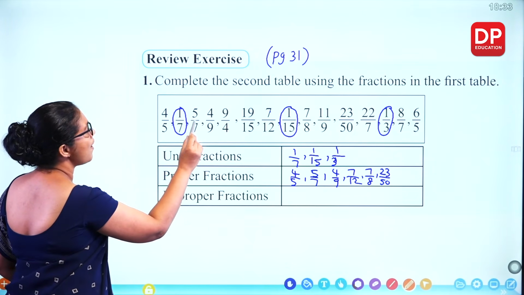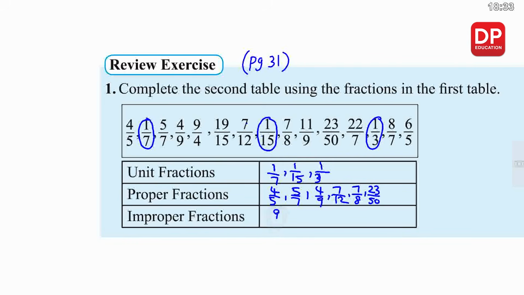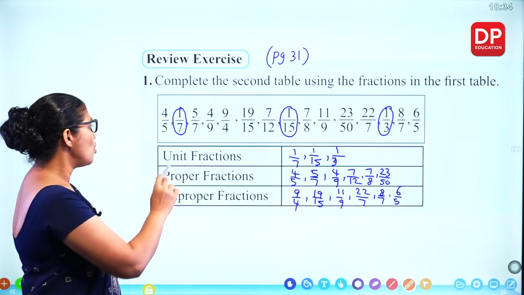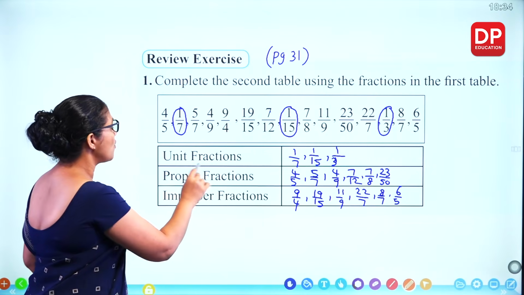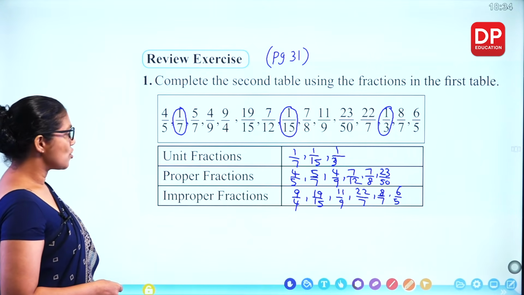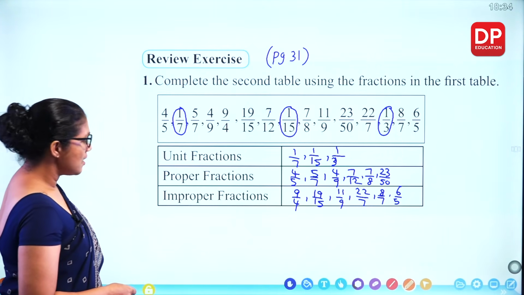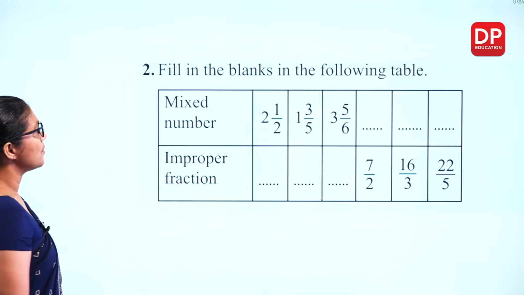So, what are the improper fractions? 9 over 4, 19 over 15, 11 over 9, 22 over 7, here 8 over 7 and 6 over 5. So now you know how to find out what are unit fractions, proper fractions and improper fractions. Now we'll move to the next question.